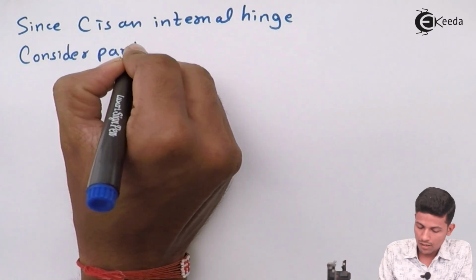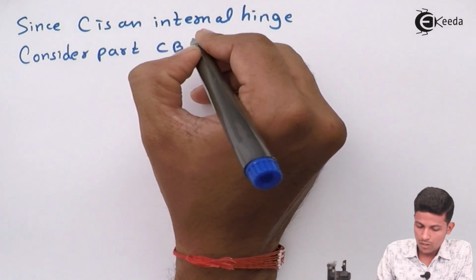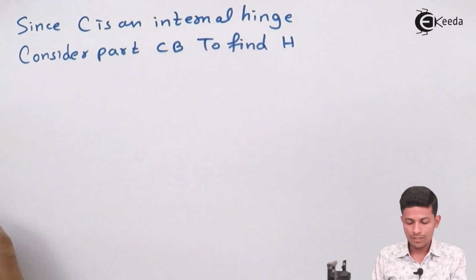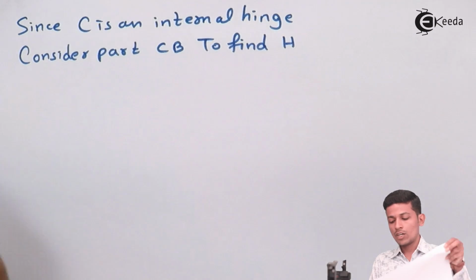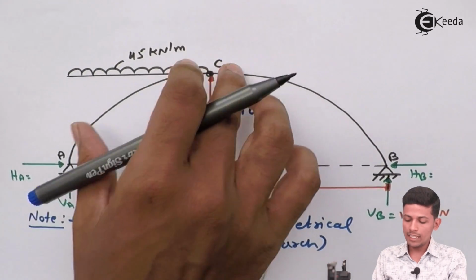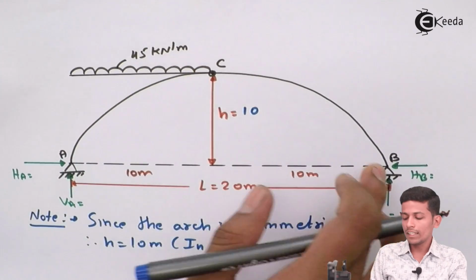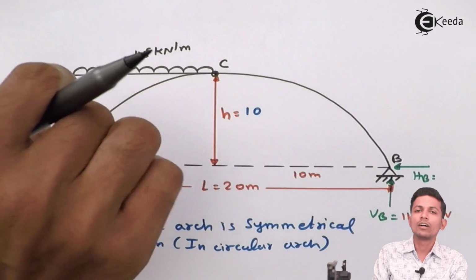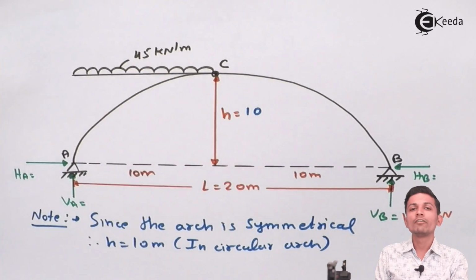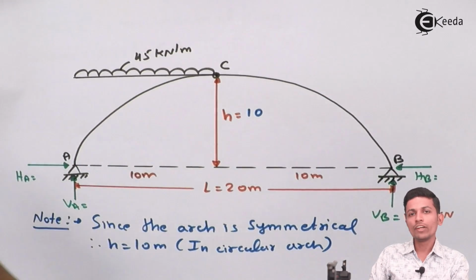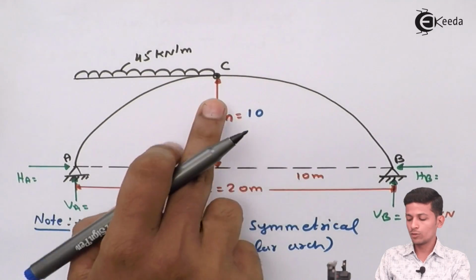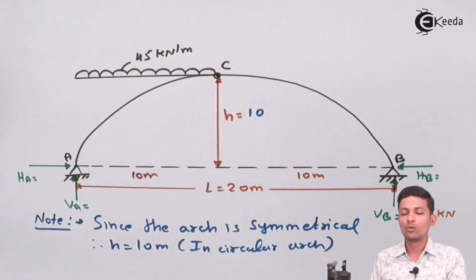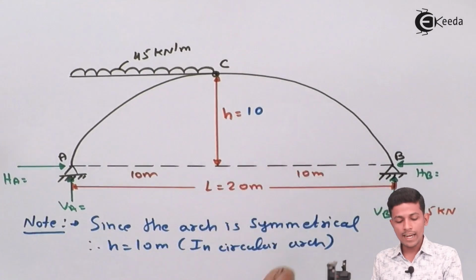part CB to find H. See, if this is a question given to find H, you can either take CA or CB. We are taking CB because it's not complicated. When we take CA, we have the UDL also come in the picture. That's why it will be quite complicated for us. So we can take the part where they have no load. So we can take BC. You can take from both sides, you will get the same answer. Okay. So we are taking C and B.